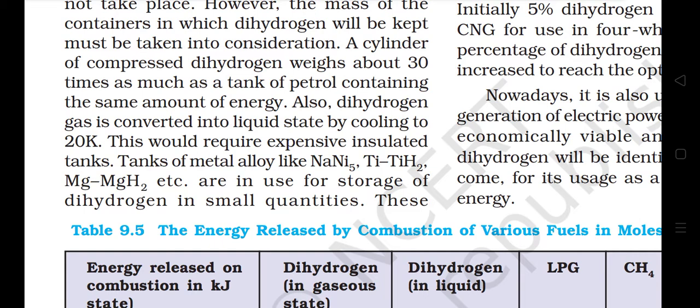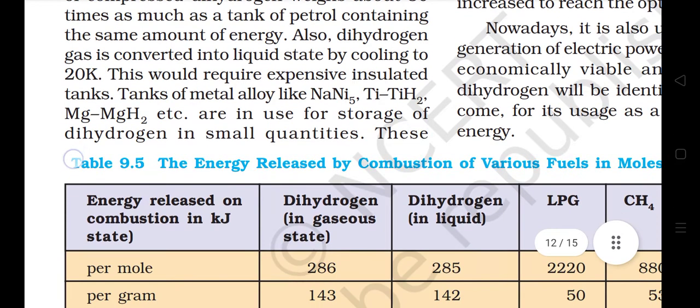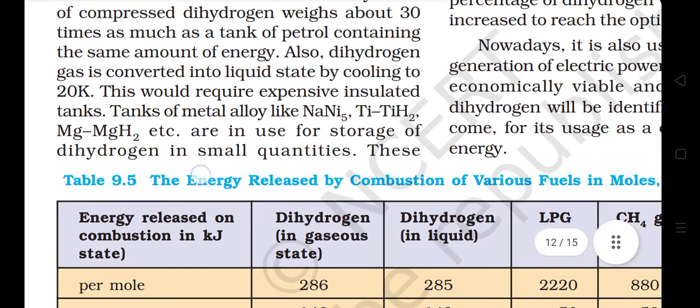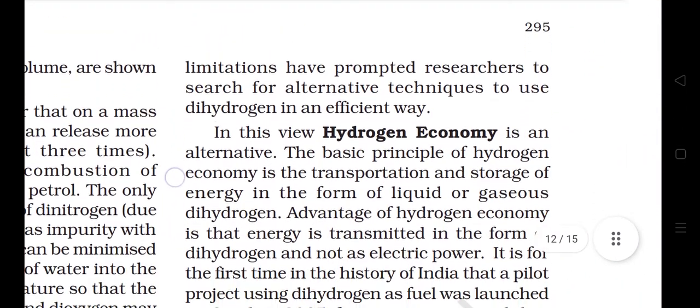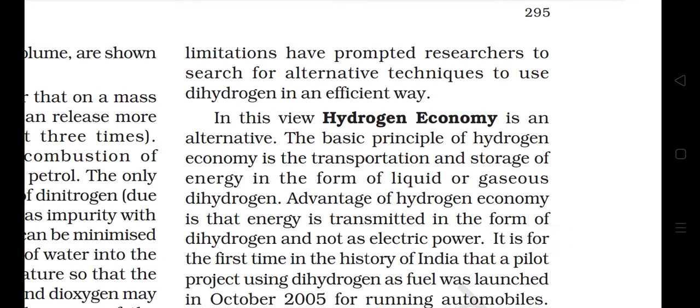Tanks of metal alloy like NaNi5, TiTiH2, MgMgH2, etc. are in use for storage of dihydrogen in small quantities. These limitations have prompted researchers to search for alternative techniques to use dihydrogen in an efficient way. In this view, hydrogen economy is an alternative.